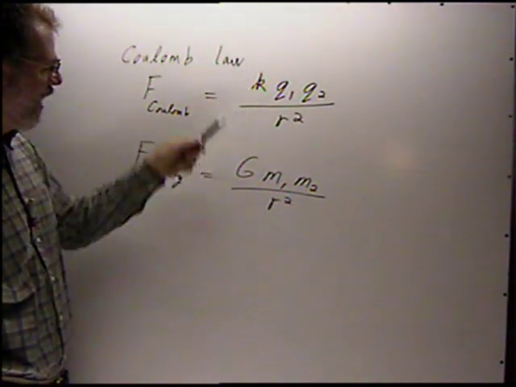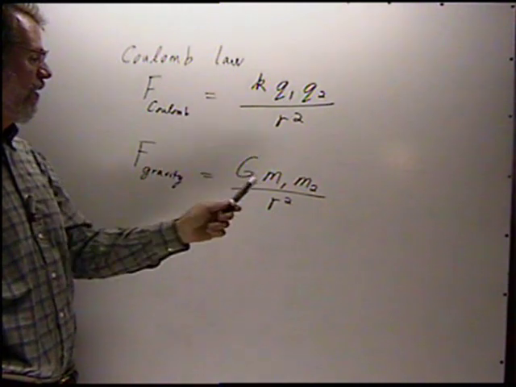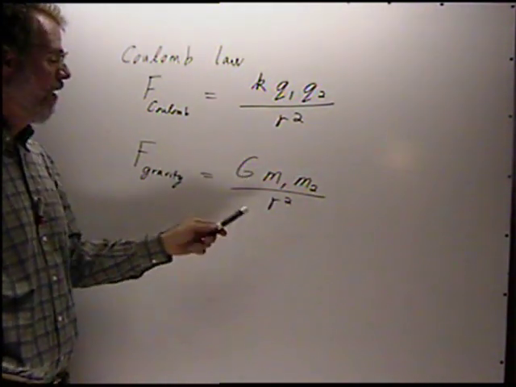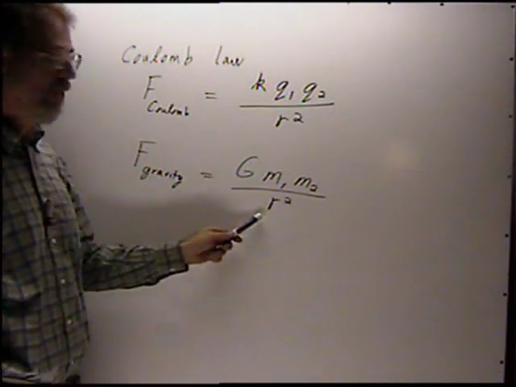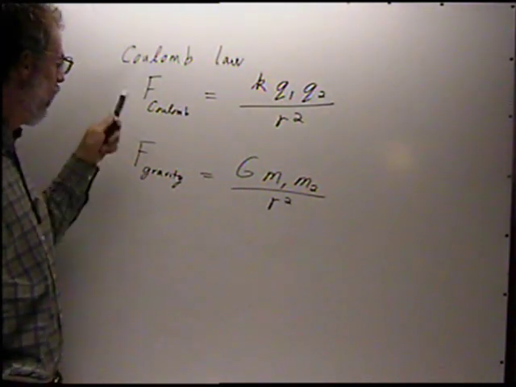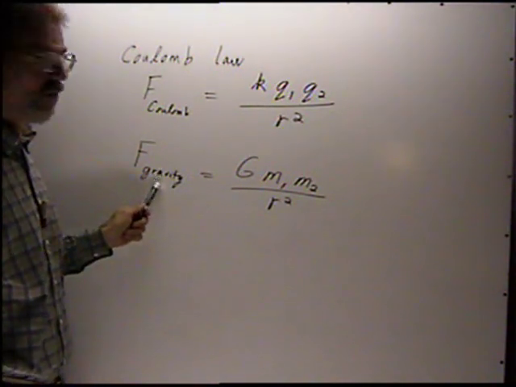constant. Here we call it K, here we call it G. Here we're multiplying two charges together. In the gravitational force, we're multiplying two masses together. We're still dividing by r squared in both cases, and they both produce forces. But one's a Coulombic charge force, and the other one is a gravitational force.